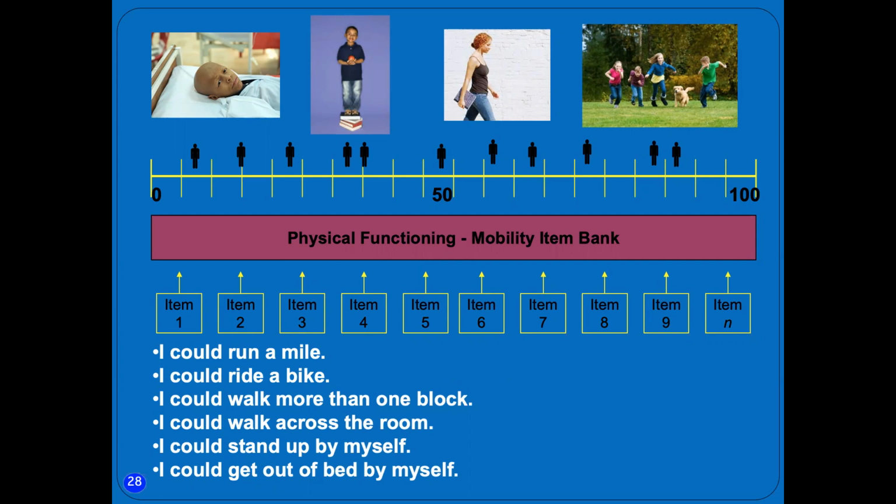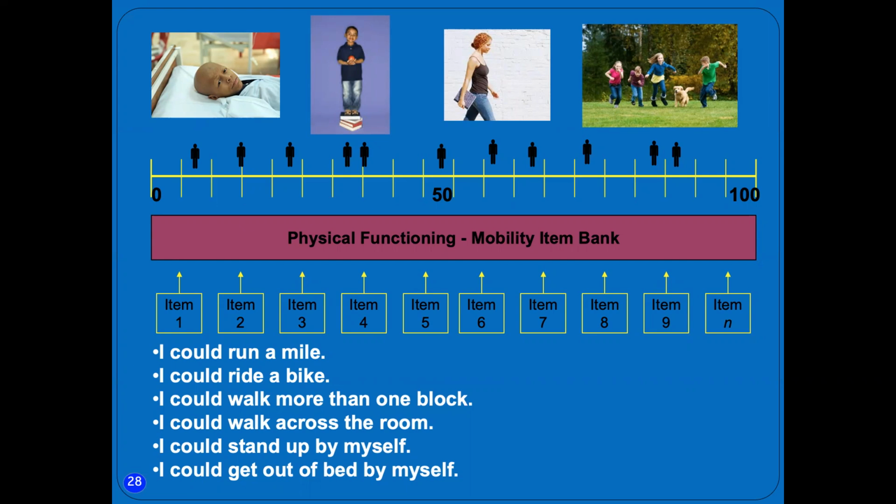So for example, if somebody's bedridden, asking them if they could run a mile actually provides you very little information, right? Because they would say no. But asking them if they could get out of bed by myself would provide a lot of information. And so item 1 would be, I could get out of bed myself. Whereas item 9 might be, I could run a mile.